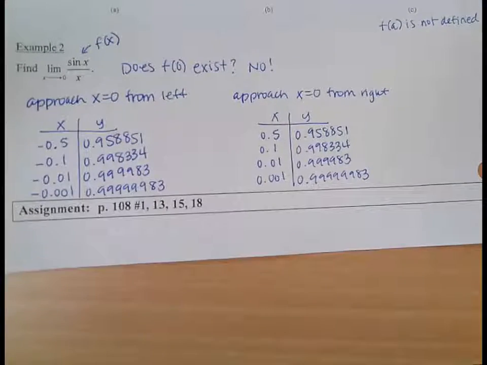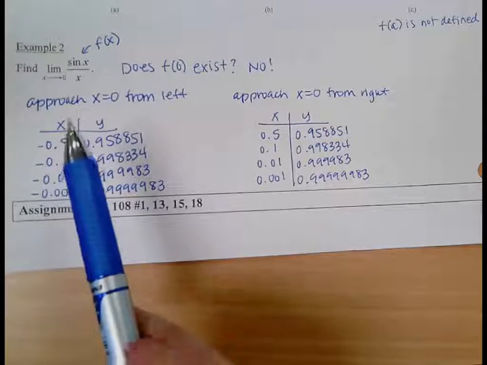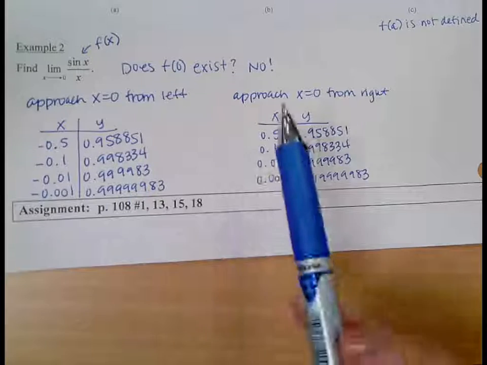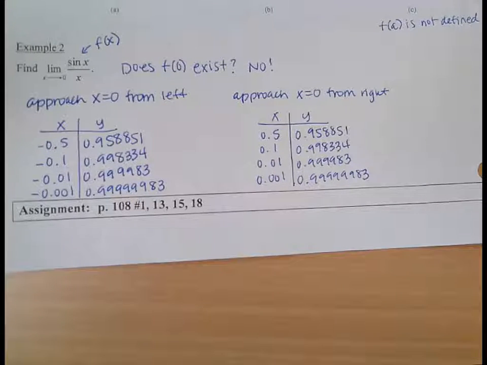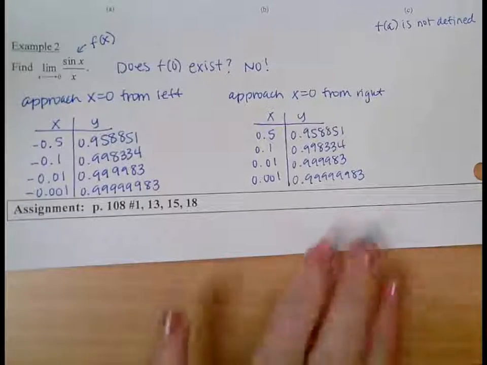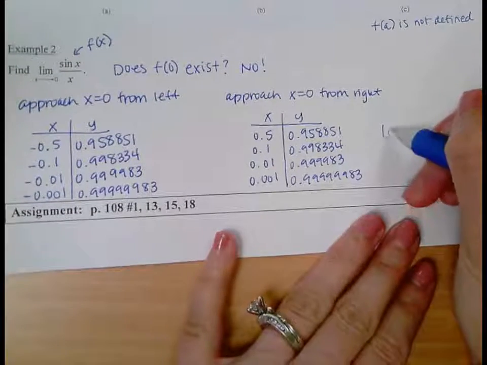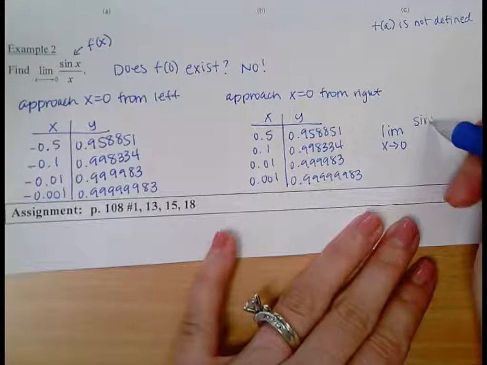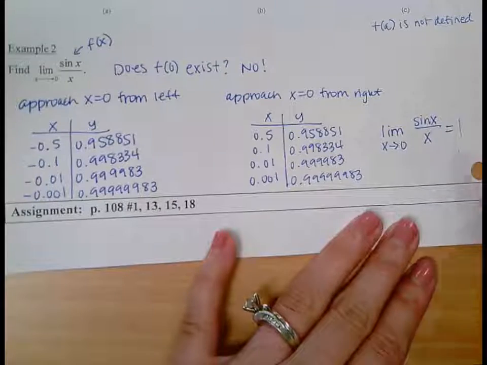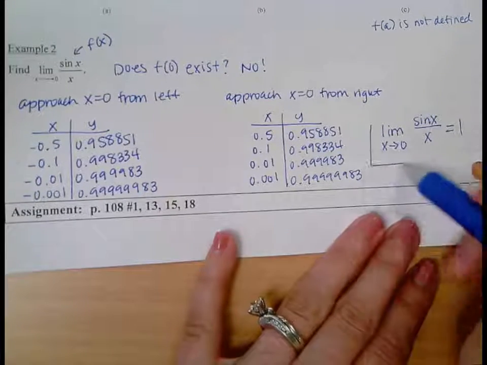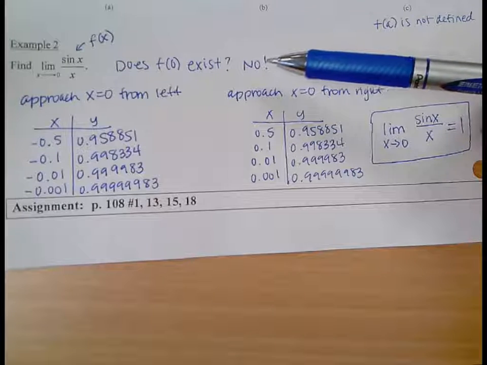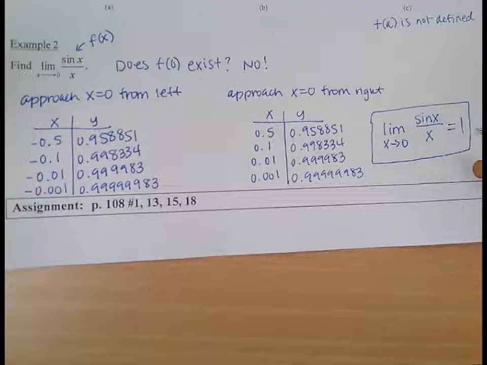Okay, so in looking at your 2 tables, from either side, as your x values approach 0, your y values are approaching what? 1. So we would then say that the limit as x approaches 0 of sine of x over x, this limit is equal to 1. And again, just make a note, the limit exists, the limit is 1. The function value, remember, doesn't exist, and that doesn't matter when it comes to the limit.